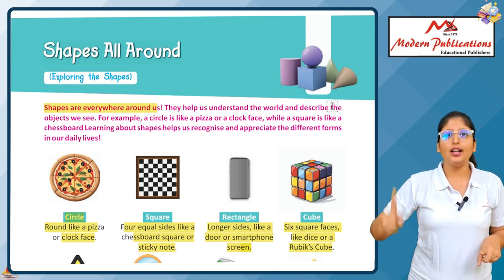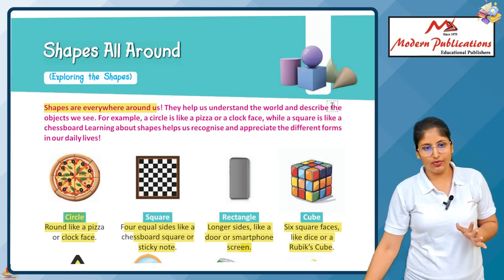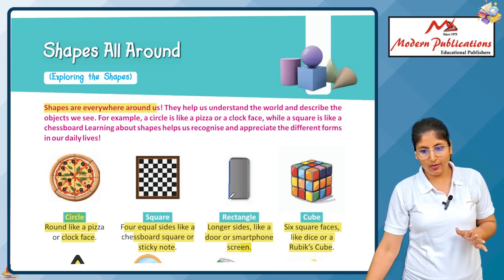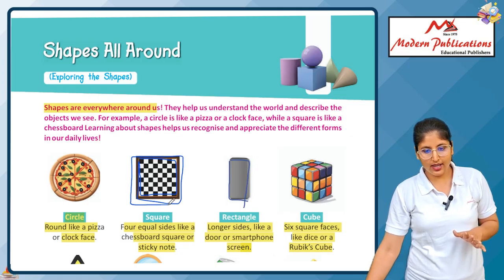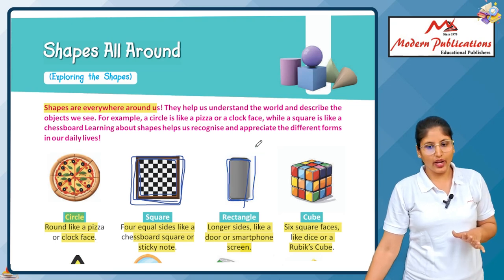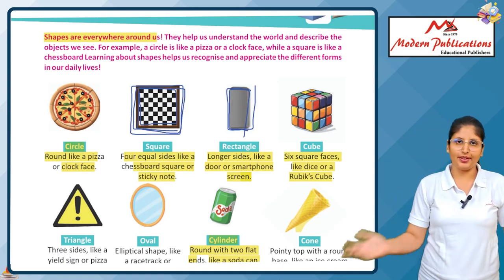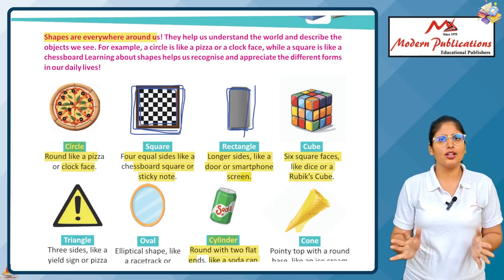But a rectangle is not like a square. In a rectangle, dear students, please listen carefully, their length is more than their breadth. Can you see the difference between the square and the rectangle? The square has all the sides equal. But a rectangle does not have all the sides equal. That's why it is known as a rectangle. And this is a cube, and a triangle, and all the other shapes. Hoping that this is clear to you.